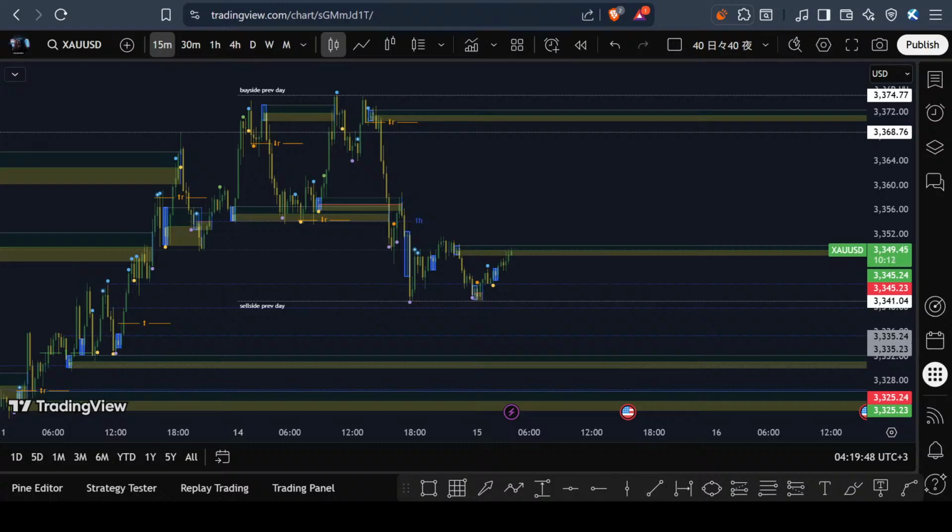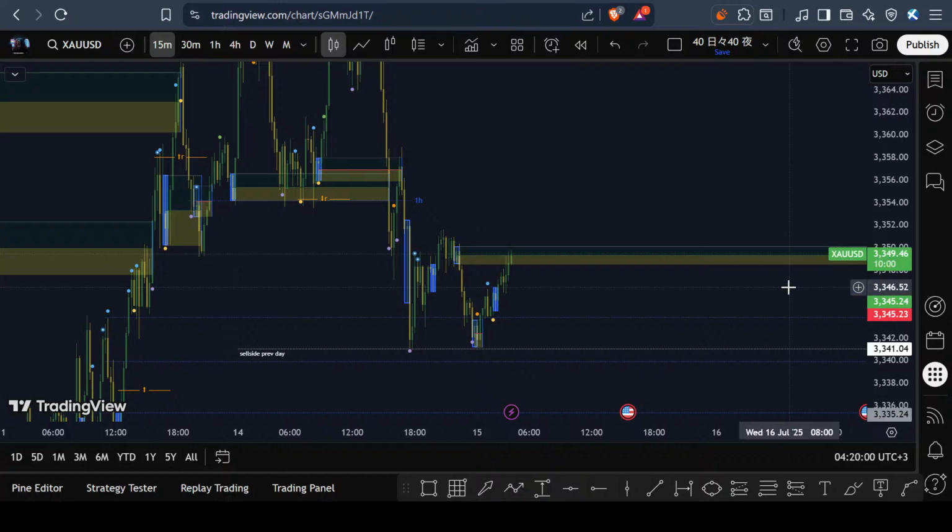So yeah. Looking at the charts, we're going to have to wait for the closure of the 10-minute candle, so we can get everything right.